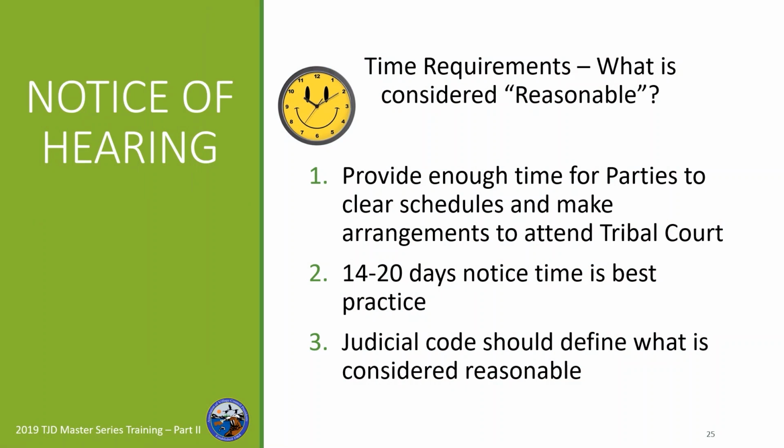So what should we consider reasonable, right, as far as time requirements? Again, we want to provide enough time for the parties to clear their schedules and make arrangements to attend tribal court. Generally speaking, and again, your court procedures, your court operations and codes should really determine and define what should be reasonable, but generally speaking, 14 days to 20 days would be considered reasonable. That gives someone 2 weeks of notice of a court hearing to clear their schedules, to make arrangements, to notify the court that maybe you can attend, but 2 weeks is generally considered reasonable notice. But again, your judicial code should define exactly what is considered reasonable.